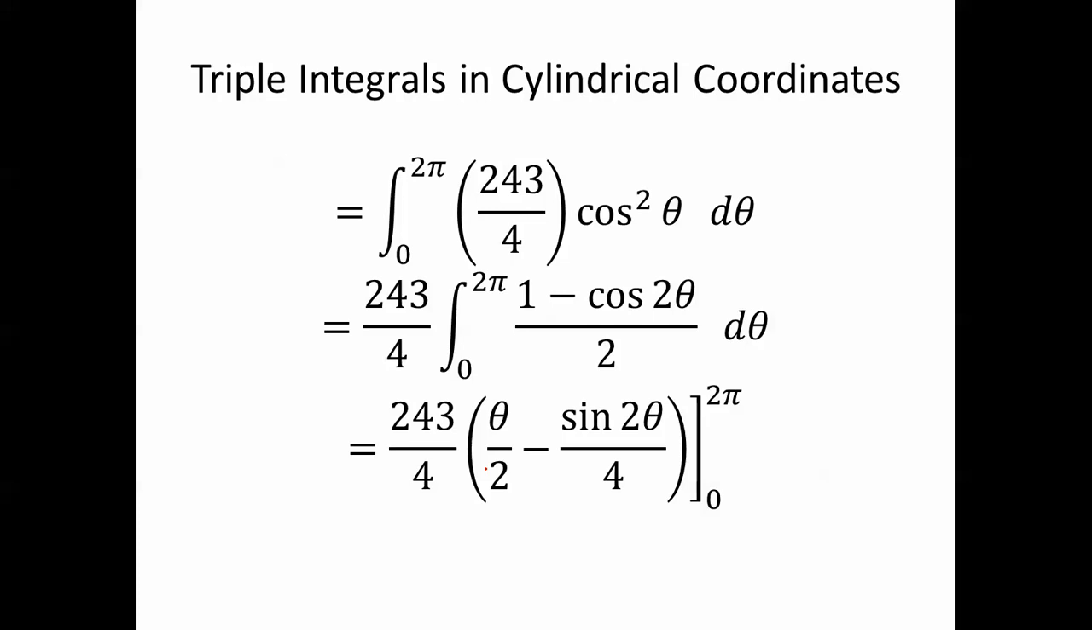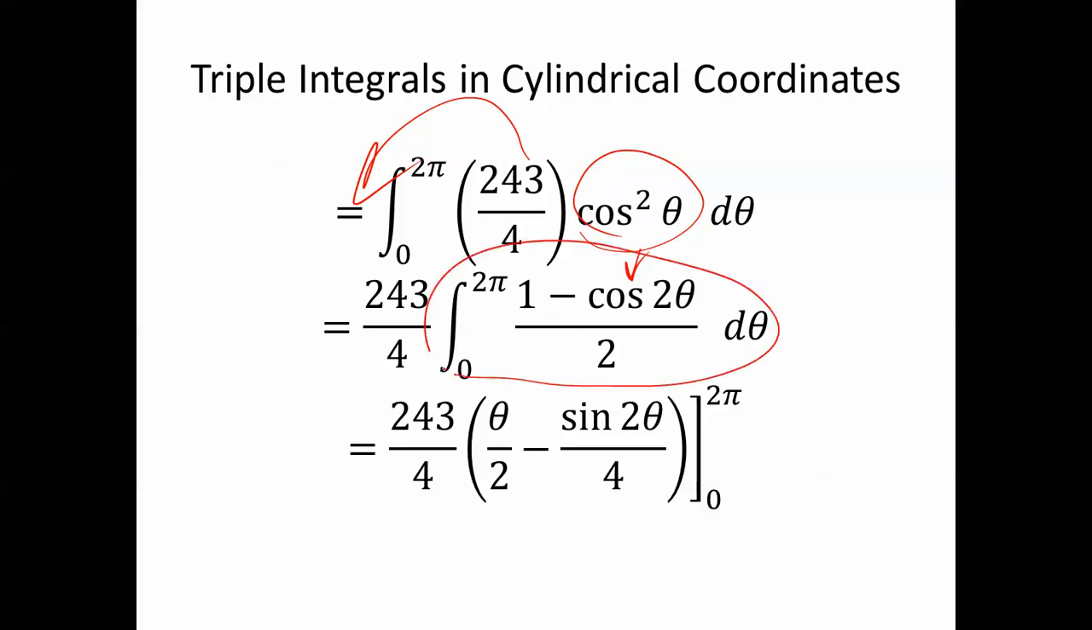Let's pull the 243 over 4 to the outside, and let's rewrite cosine squared theta using that formula we saw in college algebra and trigonometry or in pre-calculus. Cosine squared theta is (1 plus cosine 2 theta) all over 2. Again, that's not an antiderivative. It has nothing to do with calculus. That's just a formula for cosine squared theta. Okay, now let's integrate this with respect to theta, from 0 to 2 pi, and this is what we end up with.